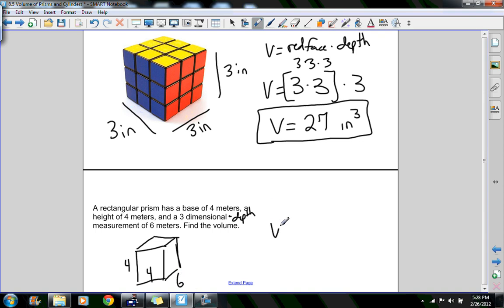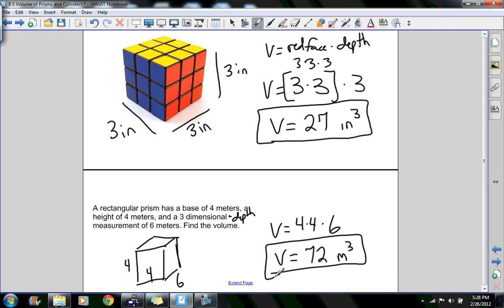Once again, we have to find the volume of the front face here, which is 4 times 4, times the depth, which is 6. 16 times 6 is going to be 72, but we have to do meters cubed. And so that's it for rectangular prism.